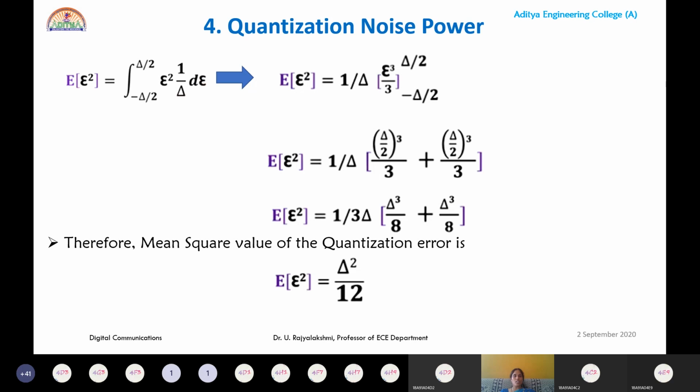So finally, what is the mean square value of the quantization error? You got expectation of error square as delta square by 12. So this is very important for your examination.